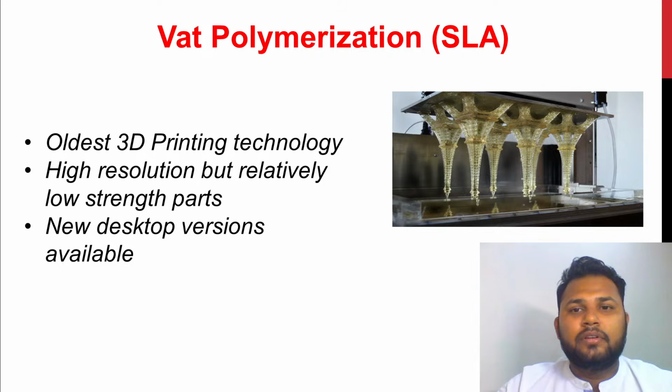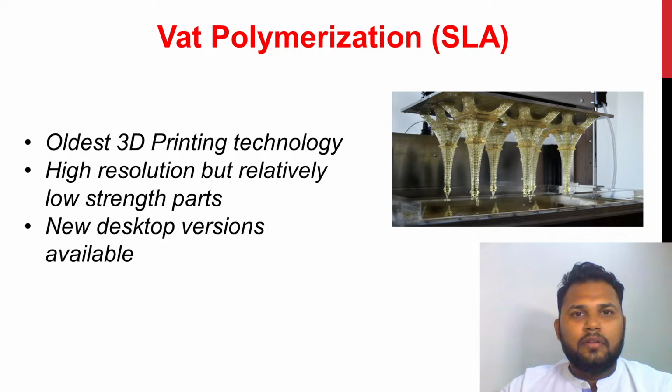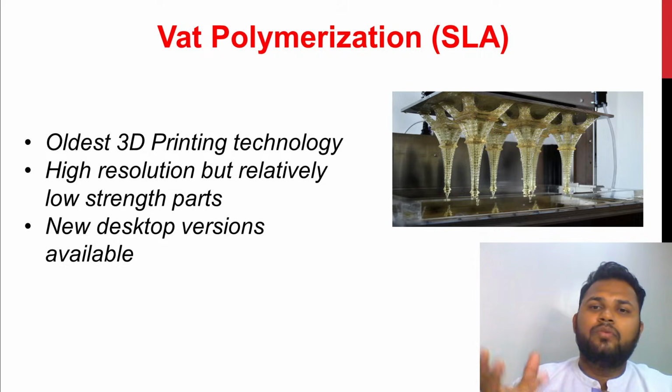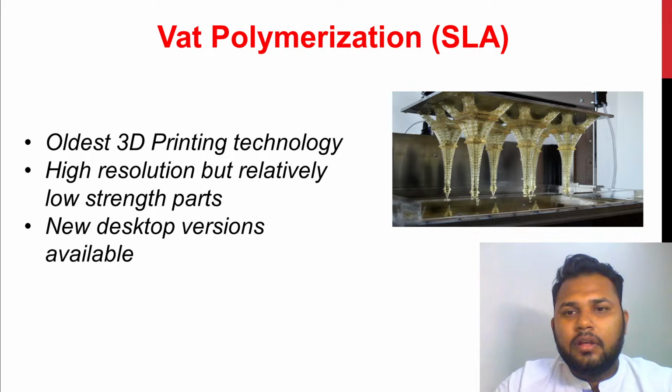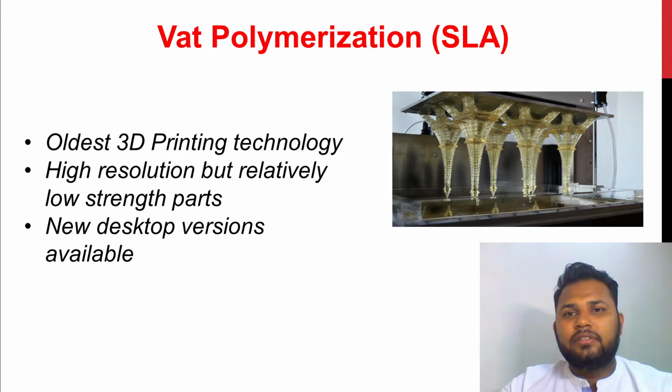Vat polymerization, in this technique, is called SLA. In this technique, we use a liquid material which becomes solid after light hits it. The liquid part becomes solid. The layers stick layer by layer, and after that we get a product like this. You can see the Eiffel Tower is printed in this machine.